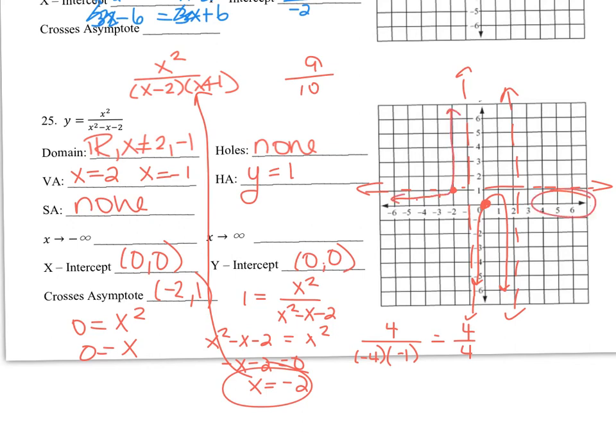So now I have to test a value over here. Let's go ahead and plug in 3. So 3 squared is 9. 3 minus 2 is 1, 3 plus 1 is 4. So 9 over 4. Now for end behavior, as x is going to negative infinity, y is approaching that horizontal asymptote, which is 1. And when x is approaching positive infinity, my y values are approaching that horizontal asymptote, which is 1. Go ahead and flip.